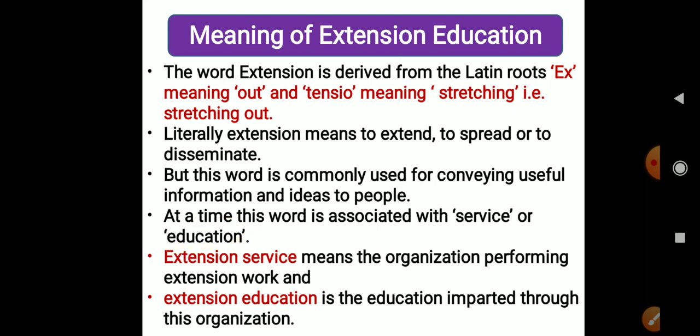Another word with which extension is mostly associated is education. So what is extension education? It is the education imparted through the organization. If the organization is going to carry out the work, we say extension service. If the organization is going to impart education, then we say extension education.